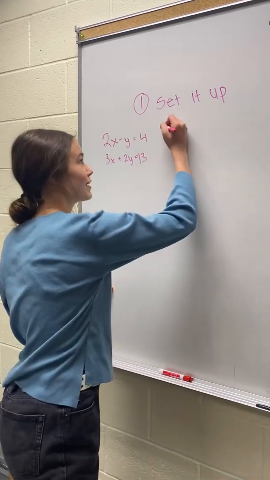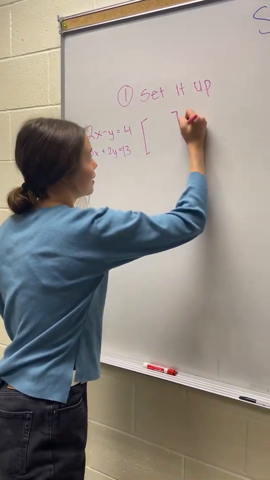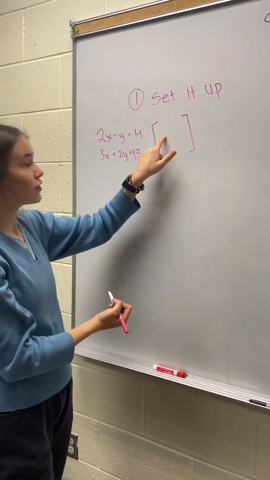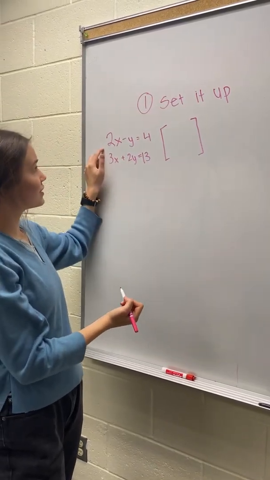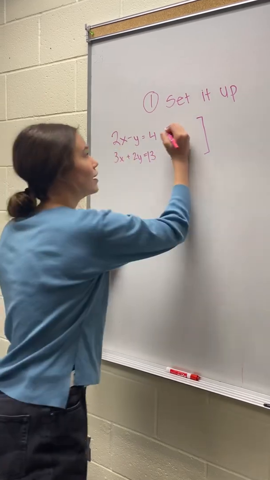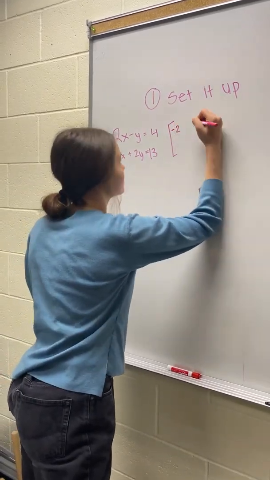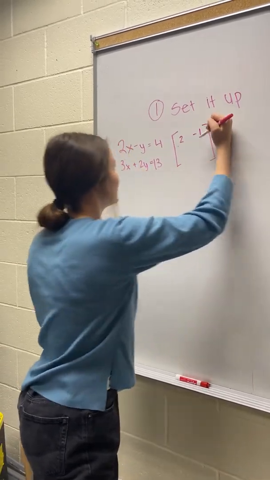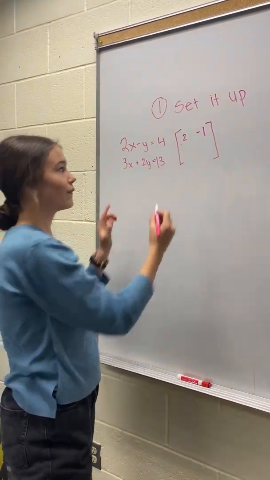You're going to start by making your first bracket. Where the placements are in the equation is where they'll be in your bracket. So you look at the coefficients first. This is 2 and this is -1. So you'll put them in the correct placement. Oops, not -2. Next is 3 and 2.